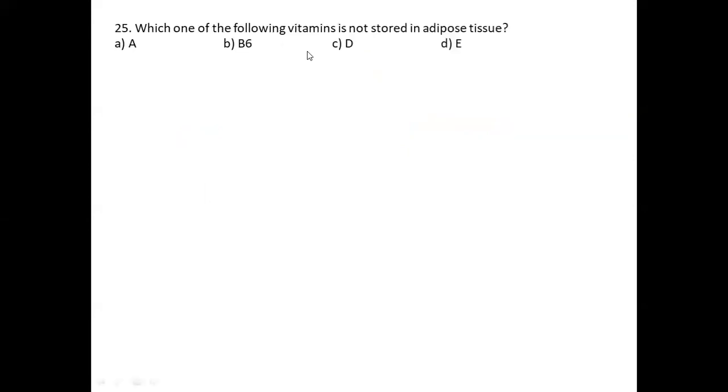25. Which one of the following vitamins is not stored in adipose tissue? So they have selected the question from the biomolecules chapter. This is also very easy. We know adipose tissue stores only those vitamins which are fat soluble. Only fat soluble vitamins are stored in adipose tissue.